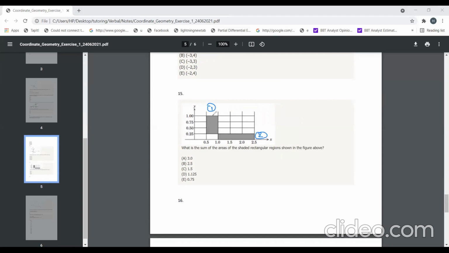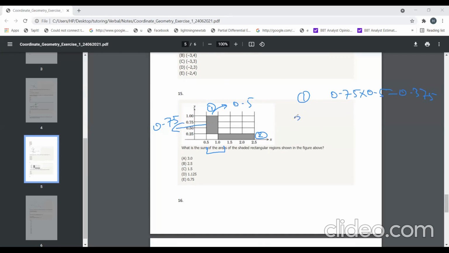So this is a rectangle and the width is how much? Width is 0.5 because 0.5 to 1 is 0.5, right? How much is the height? 1 minus 0.25, which is equal to 0.75. So the area of the first rectangle would be 0.75 into 0.5, which would be equal to 0.375.